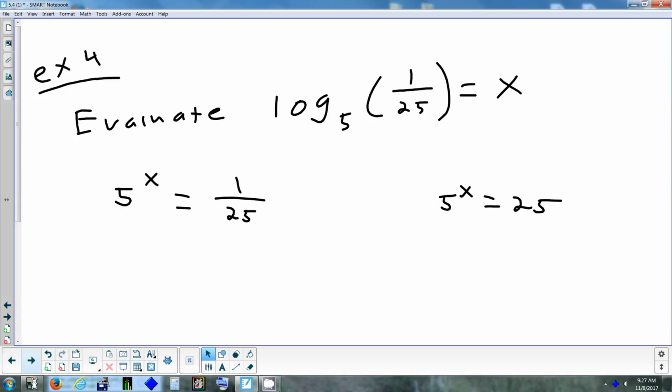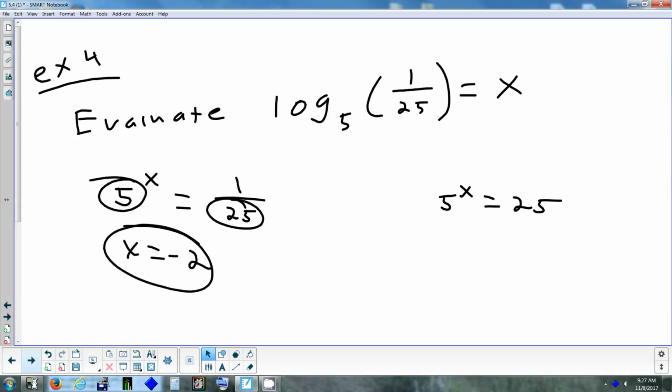So in this case, 5 to the second power would be 25. So 5 to what power would be 1/25? Negative 2. And for now, I wouldn't give you one where this number wasn't a power of that number, because we don't know how to type this in with base 5 on the calculator yet. Any questions on that one?